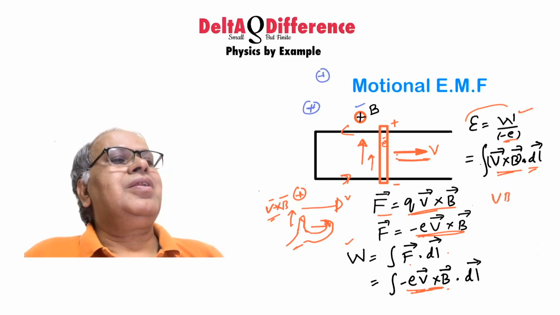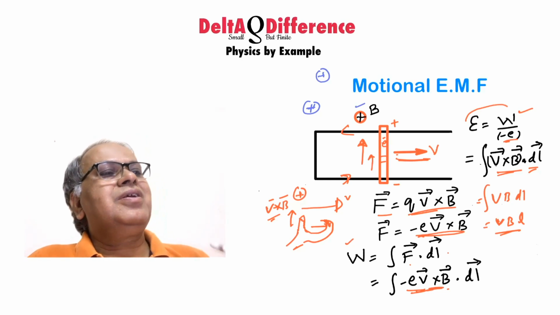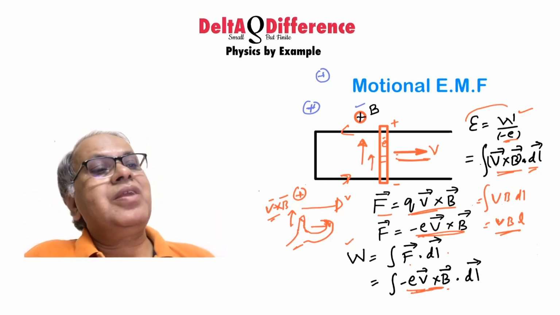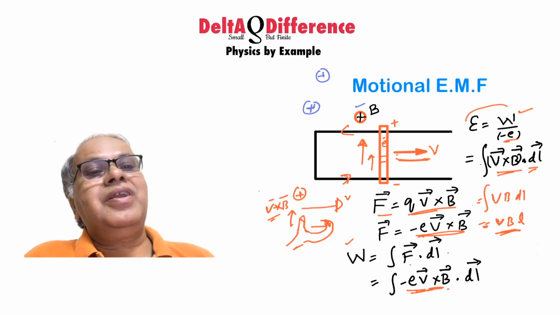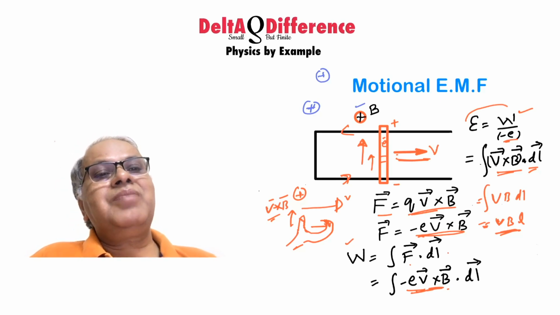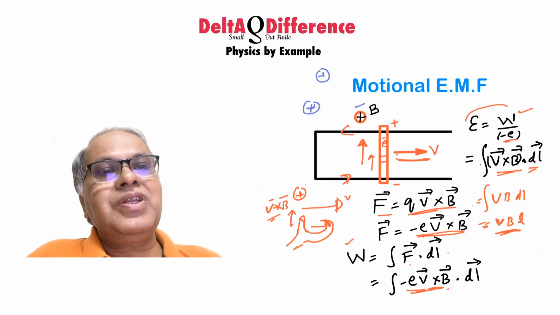And dot dl. dl is a small length of the rod. So integral dl will give you what? VB dl, some cos theta, cos 0, something like that you write. So EMF will be simply VBL, you get integral dl. So same as the formula we got by taking B dA by dt. This is also equal to B dA by dt. So what I am trying to tell you is that B dA by dt is nothing but the motional EMF.